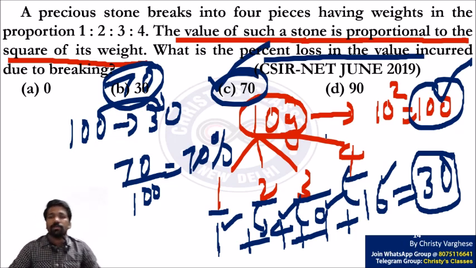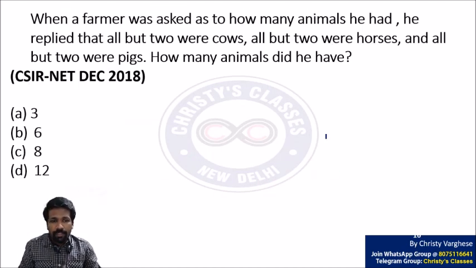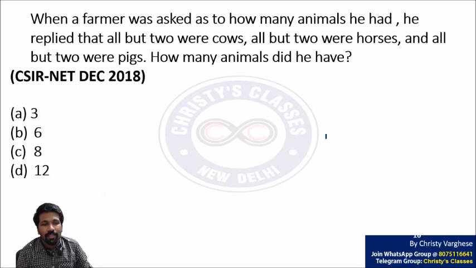I think this is also clear to all of you. This was a June 2019 CSIR-NET problem. Now try the next question, a December 2018 question paper problem. All of you try this. This question is actually a twisted question. It is not as straightforward as you feel.